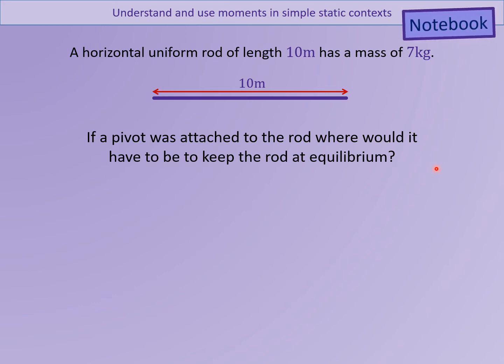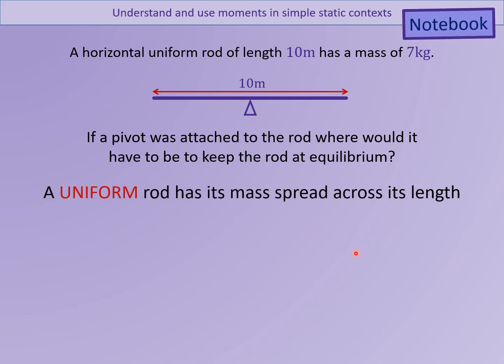Okay, so hopefully you spotted the word uniform. Because it's a uniform rod, it means that its mass is spread out equally along the whole of its length. What that means is this pivot here will be smack bang in the middle, which is why when you had your 30 centimeter ruler, you put your finger at 15 centimeters and rested it there, it should stay on your finger. It should stay equally balanced.